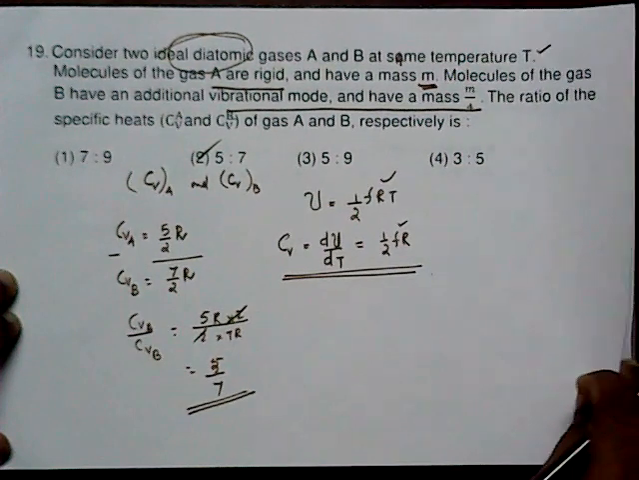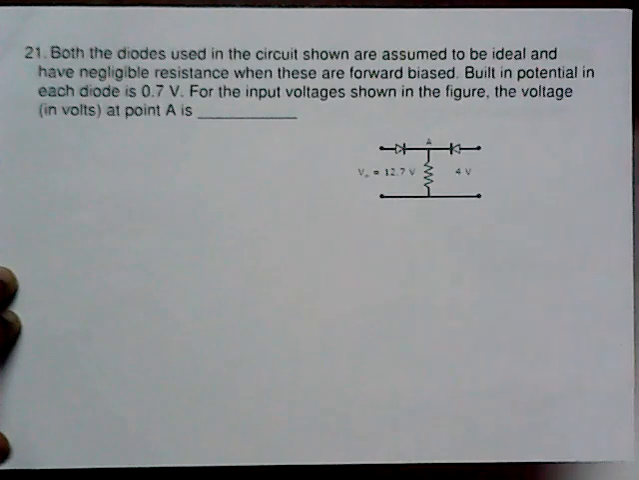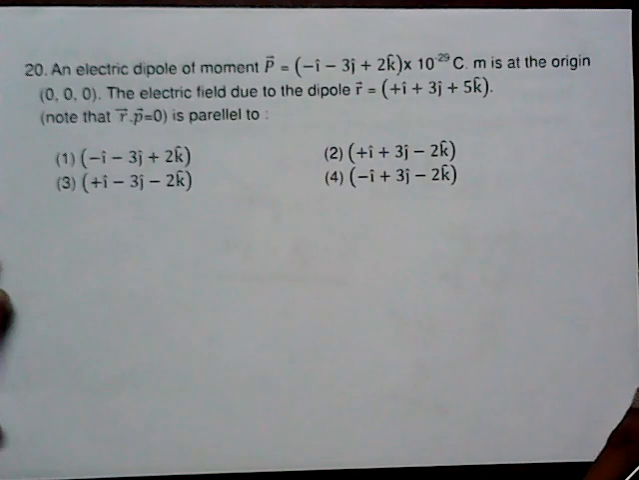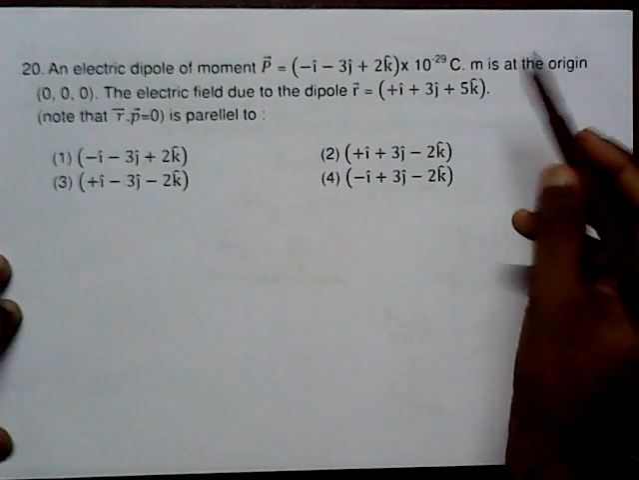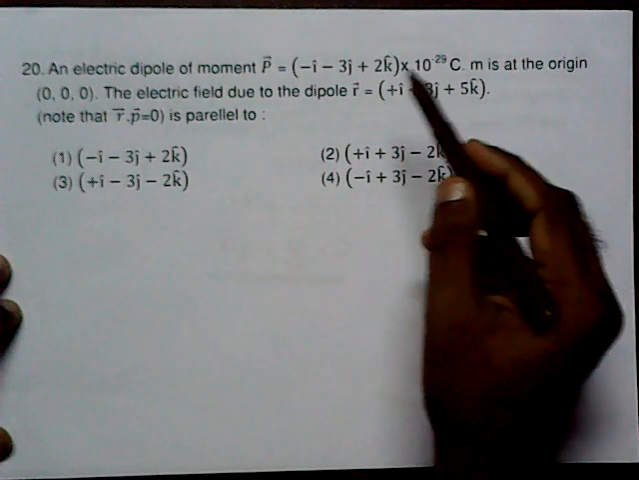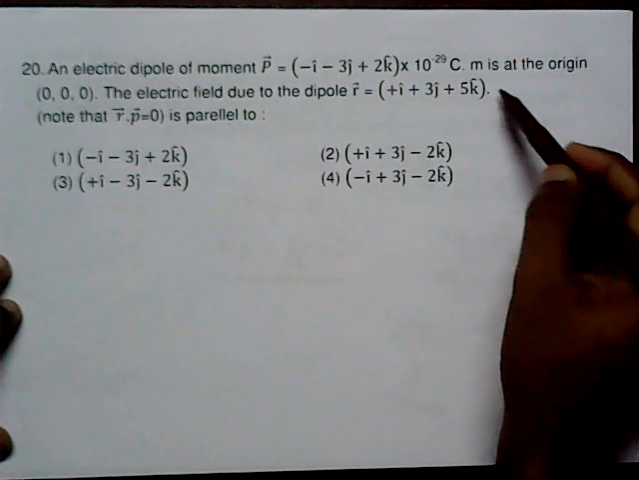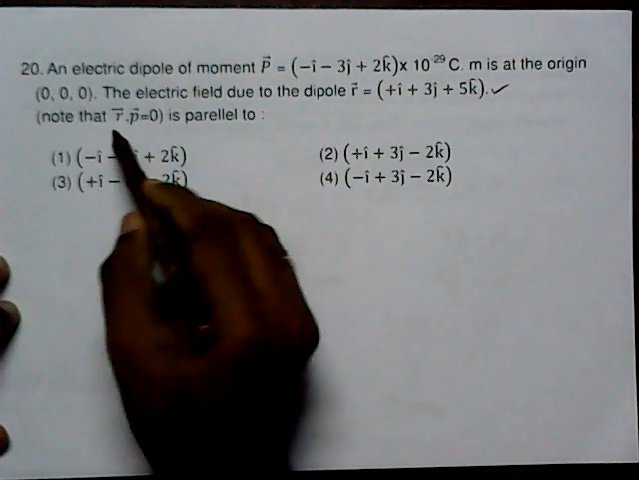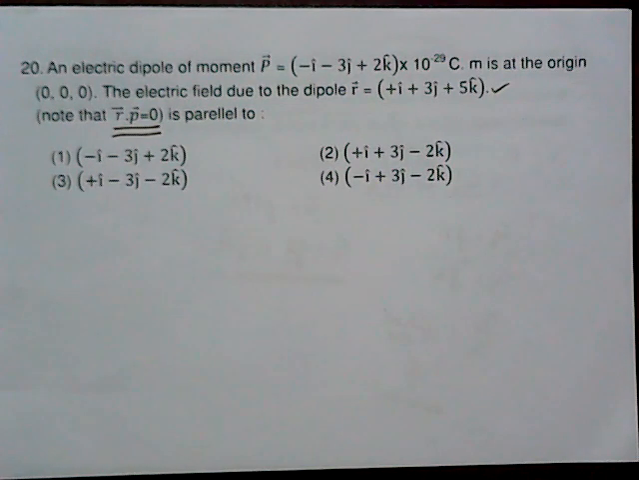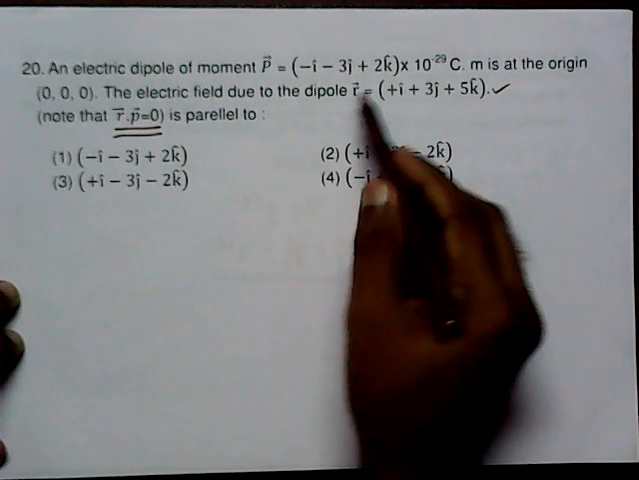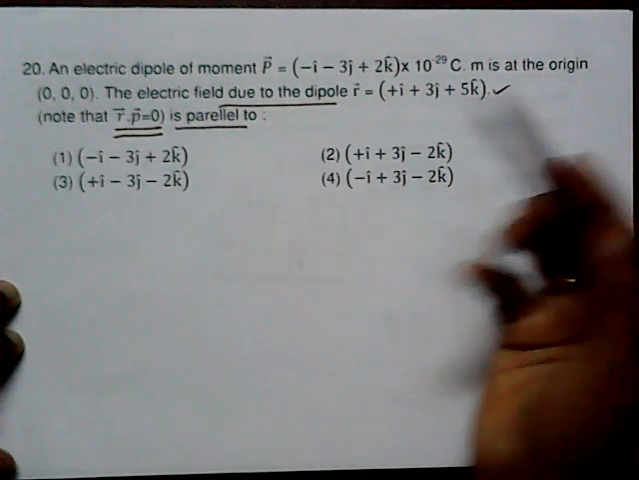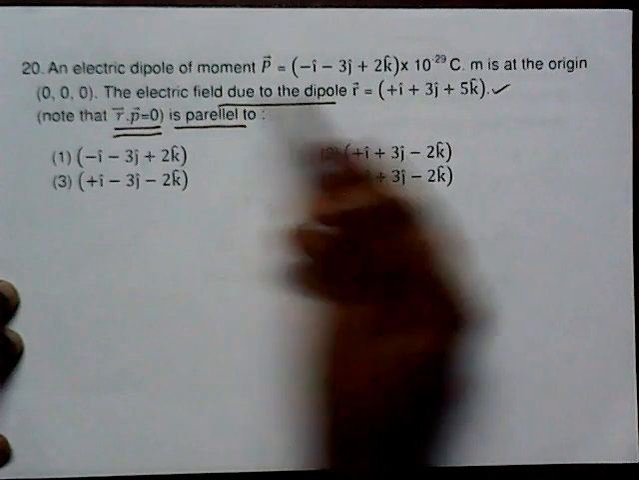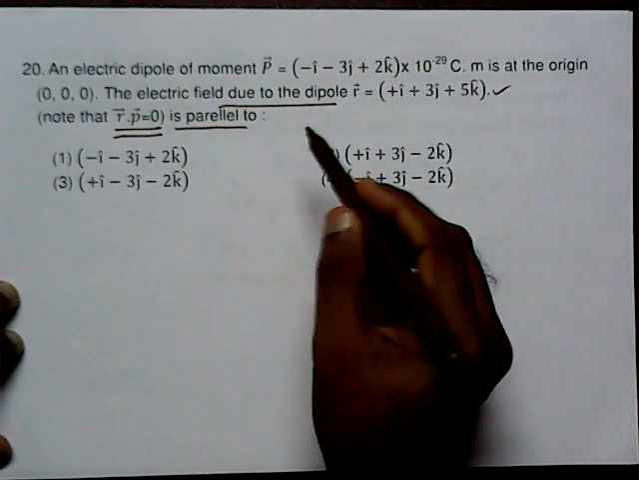A good concept. Number 20. An electric dipole moment P is at the origin. The electric field due to the dipole is parallel to, and also it is given that R dot P is equal to 0.